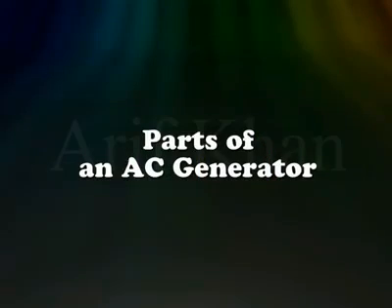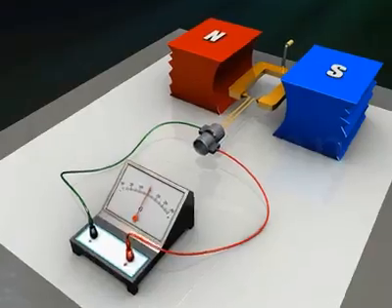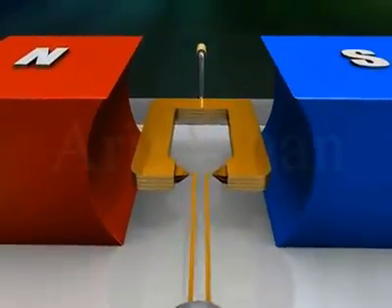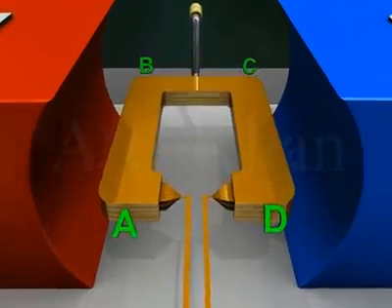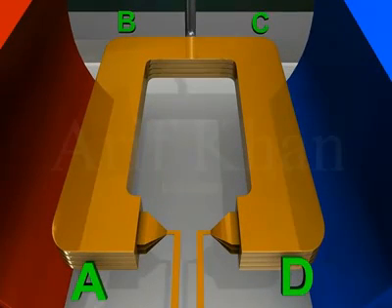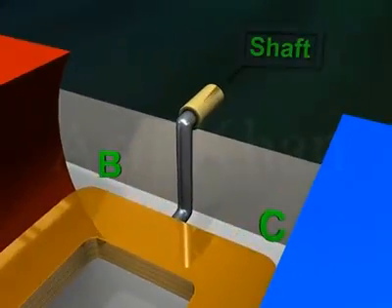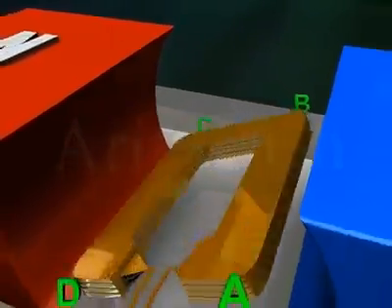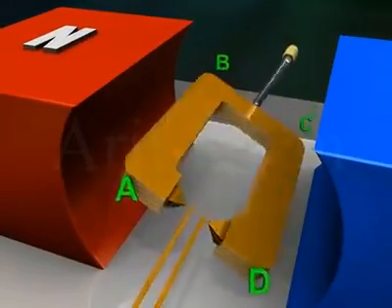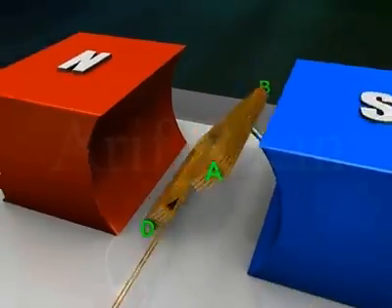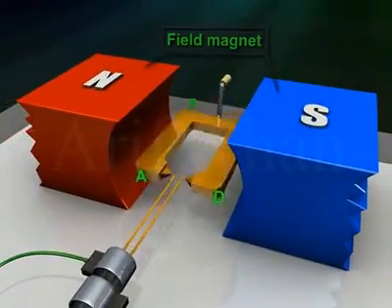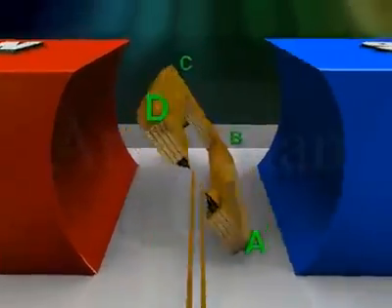Parts of an AC generator. An AC generator has an armature ABCD. It is a rectangular coil with many turns wound around a soft iron core. A shaft. It can be rotated rapidly. A field magnet. It may be a strong permanent magnet with concave poles.